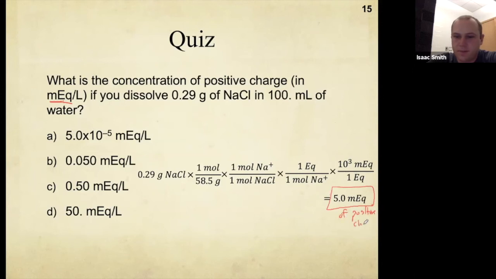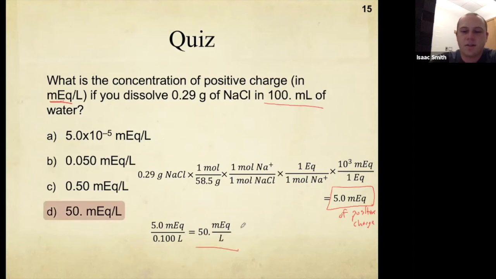Okay. All right, but we're not done. You can tell that the problem wants it in units of milliequivalents per liter. So now we need to just simply divide by the total volume, so we get milliequivalents per liter. So 100 milliliters is equal to 0.100 liters, right? Run that calculation and you get 50 milliequivalents per liter with your units, and you got the answer. So hopefully that's making sense.